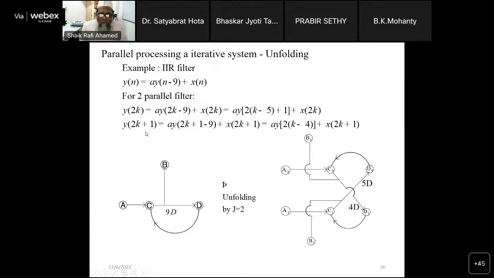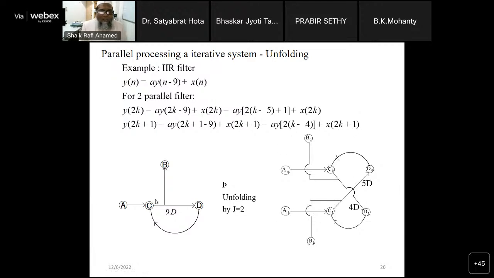Similarly, to get y of 2k plus 1, this y of 2k signal is delayed by 4 units, and you multiply with A in this D1. This will be added with x of 2k plus 1. This is a lot of computation.